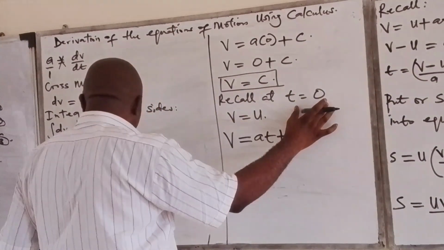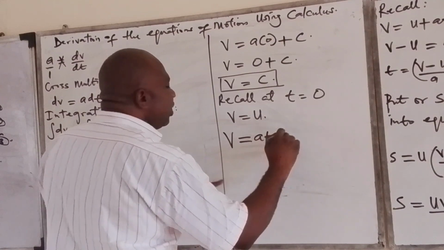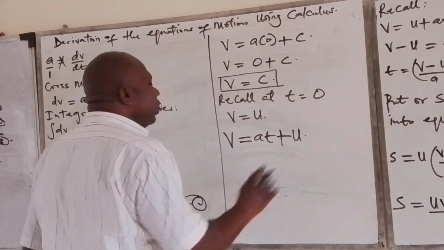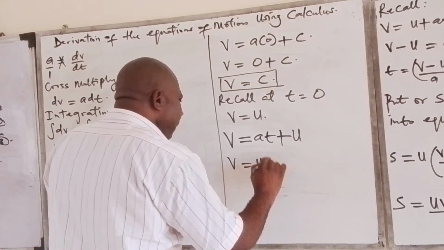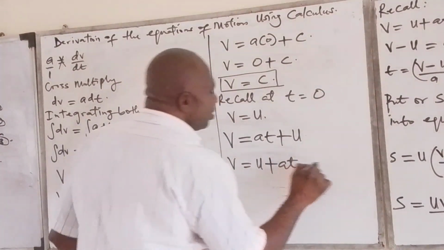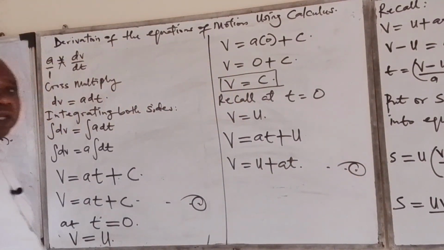So it means here our v will be equal to at plus u, which is the same thing as saying v is equal to u plus at. That's equation 1. Now let's do the distance.